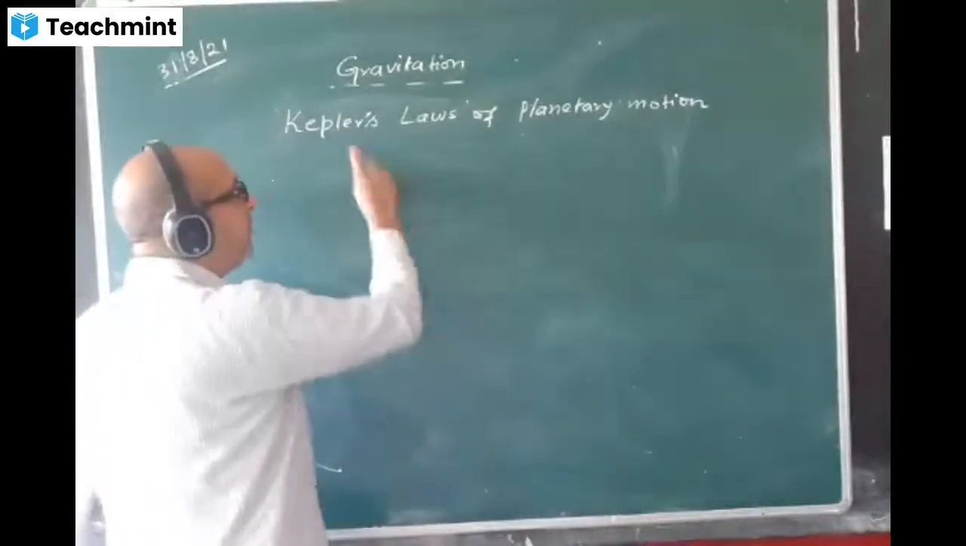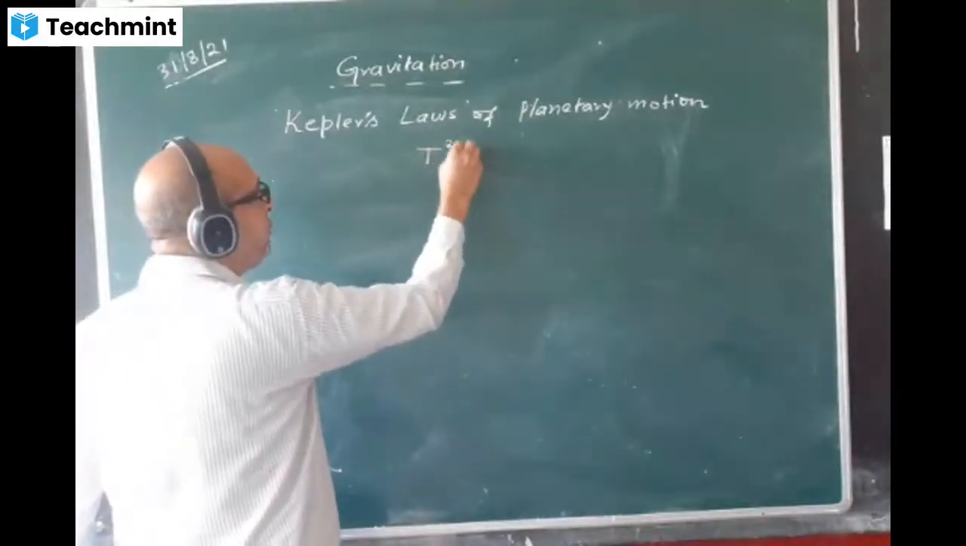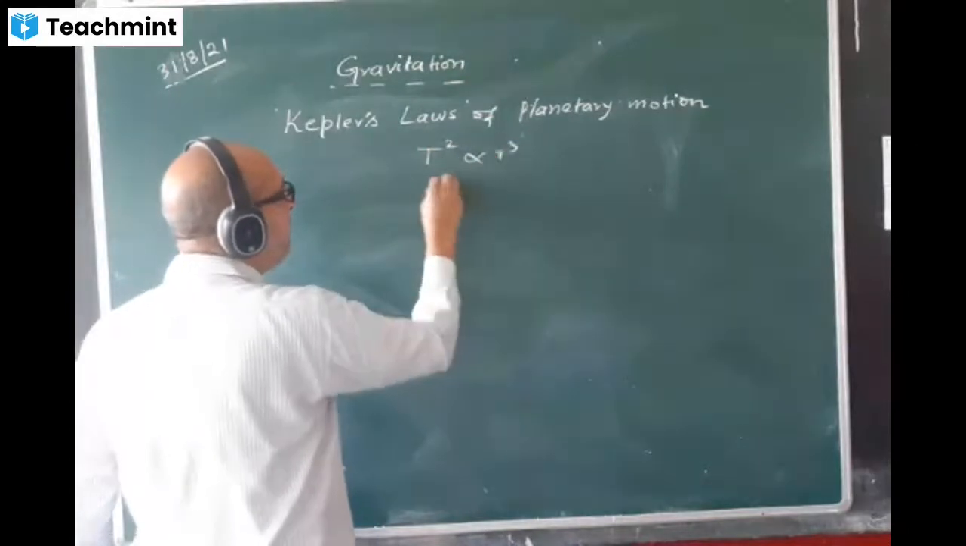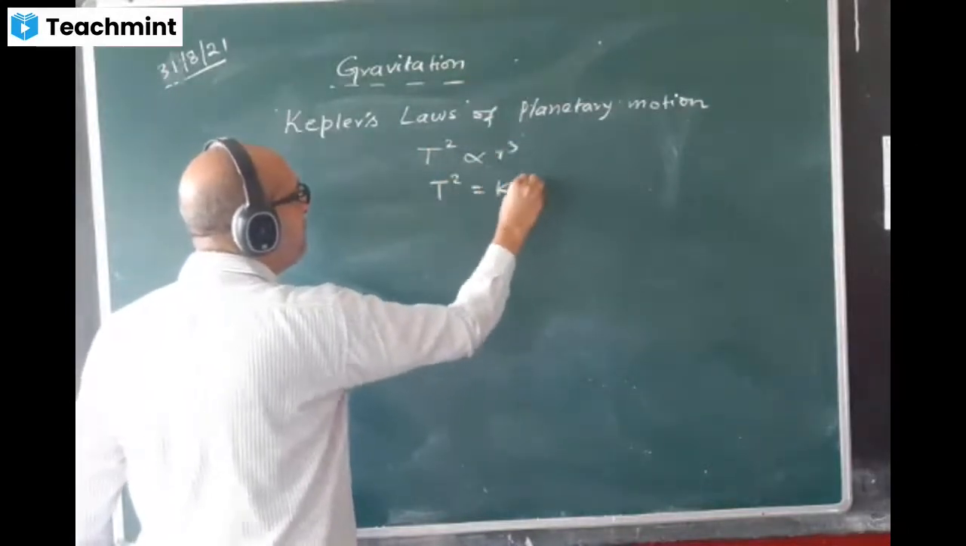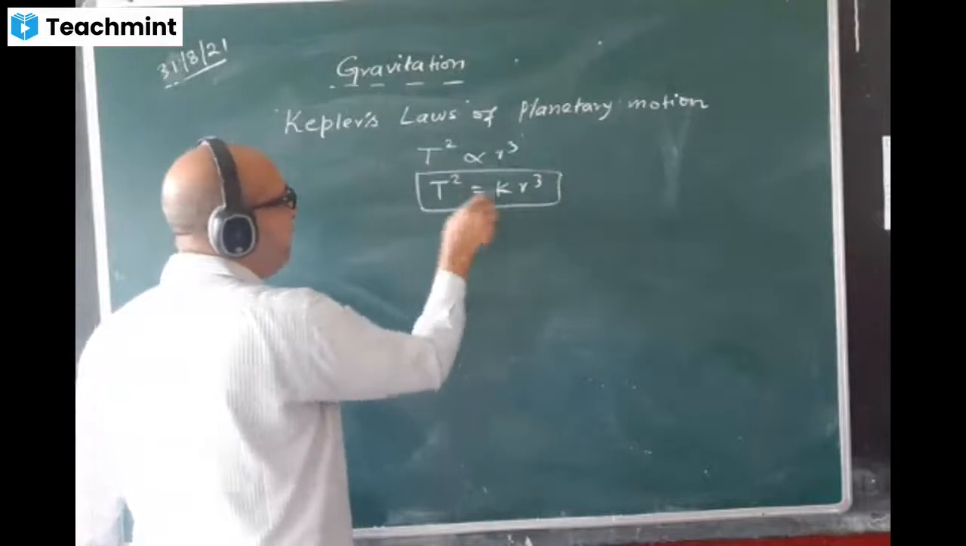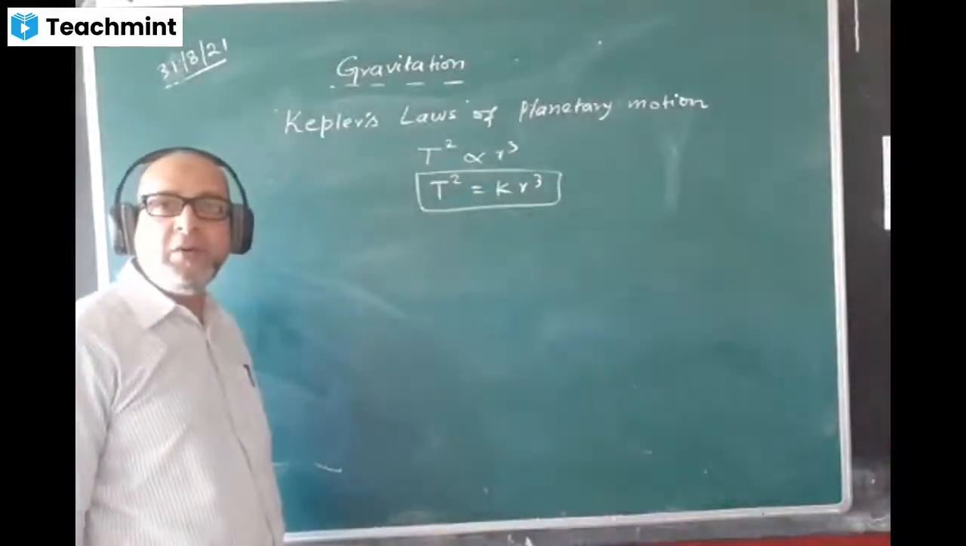That is, Kepler's third law of motion is important. That is, T square is proportional to R cube, or we can write T square equal to K R cube. This is important. K is the constant of proportionality.